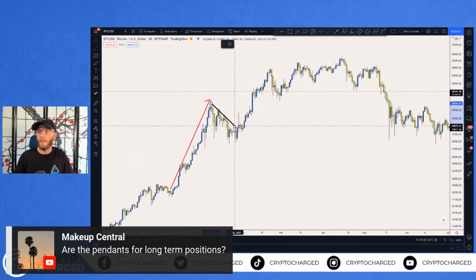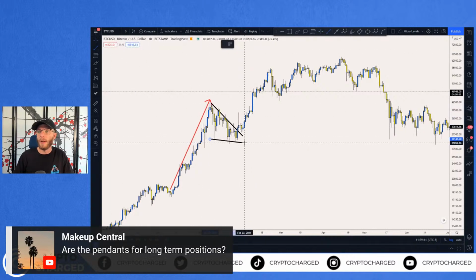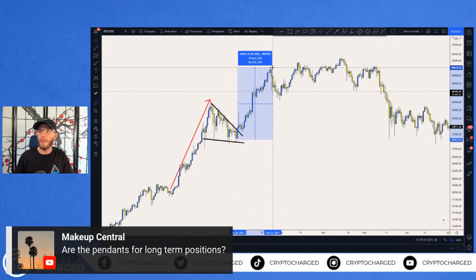And then what do we have occur right here? We had a huge pennant that formed before price offered even more rocket fuel to the upside, right? So we had our flagpole, we had our bull flag that formed here, and then after that flagpole was finished, boom, another huge extension to the upside of almost 100%.